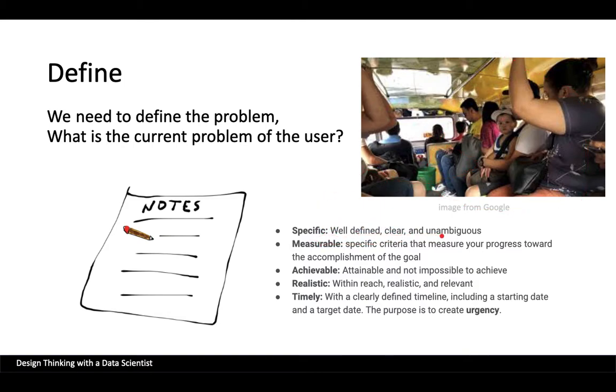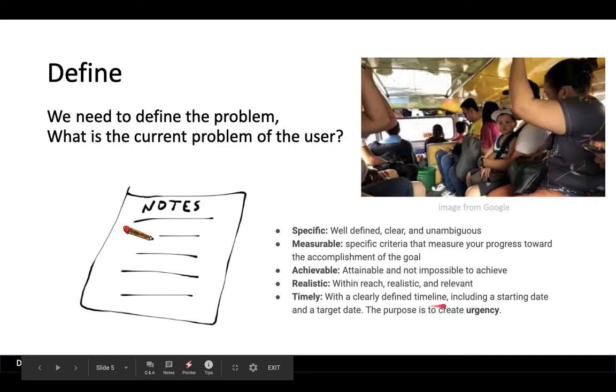It has to be specific, well defined, clear, and unambiguous. It has to be measurable. How do we measure this criteria, and how do we measure our progress towards accomplishment of the goal? Next, it should be achievable, attainable, or not impossible to achieve. It should be realistic, within reach, and relevant. It should be doable and timely, with a clearly defined timeline, a start date and a target date. So if you start in March 2020, it should be done by July 2020. The purpose is to create urgency. So remember, SMART: specific, measurable, achievable, realistic, and timely.